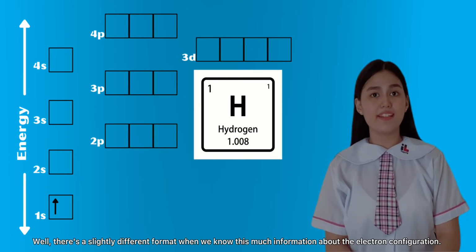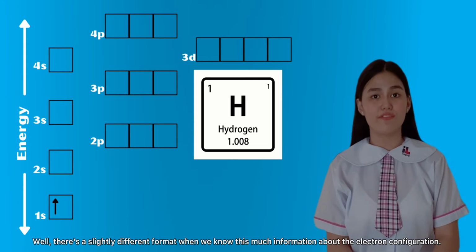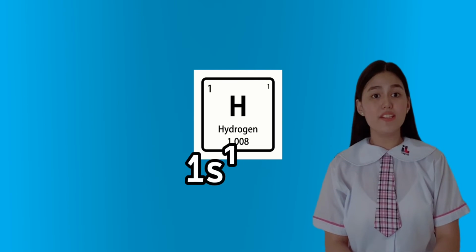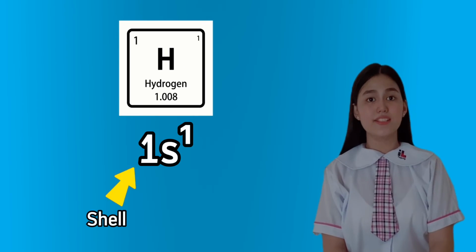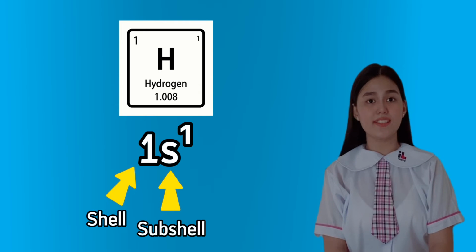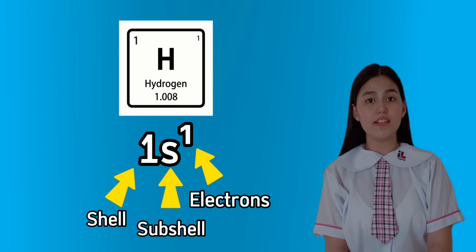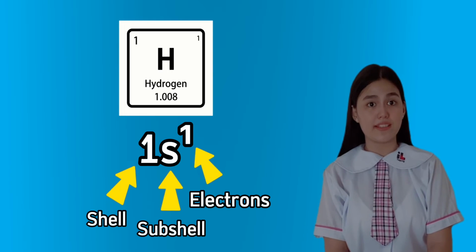Well, there's a slightly different format when we know this much information about the electron configuration. We'd write it as 1s with a superscript 1, or 1 in the power. Here's the breakdown for that one. So 1s, which is the 1s subshell, and then the baby numbers as superscripts. Those are the electrons, so 1s1 means that I have one electron in the 1s subshell.